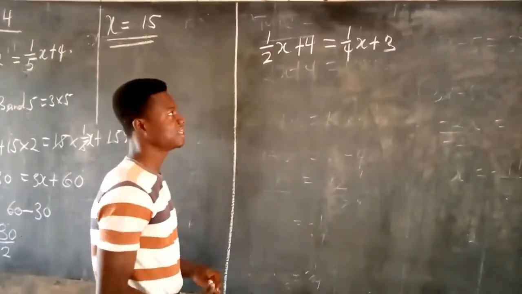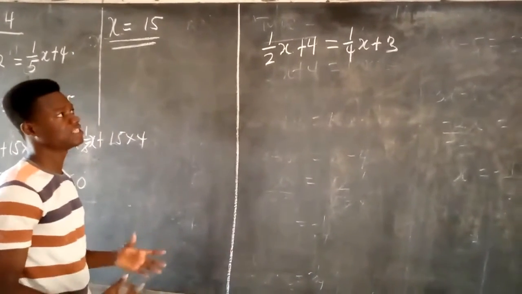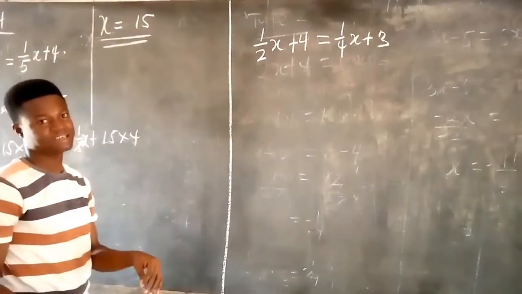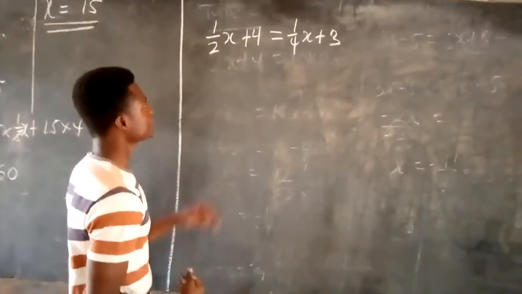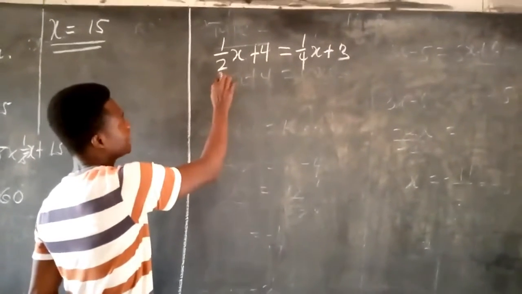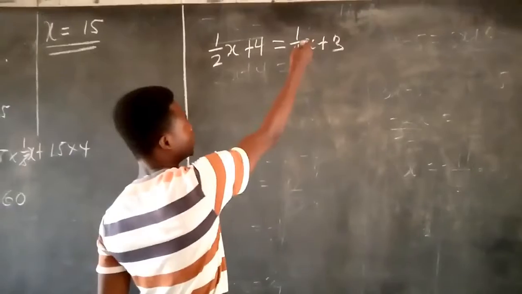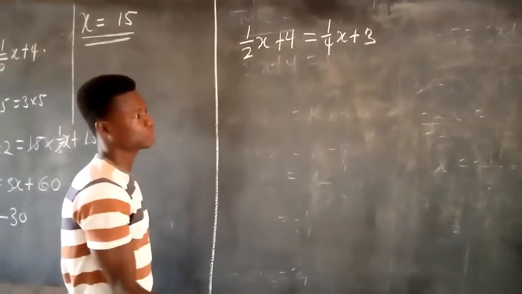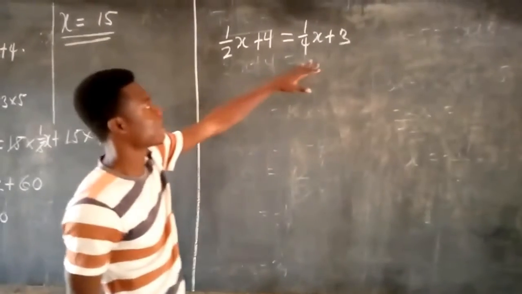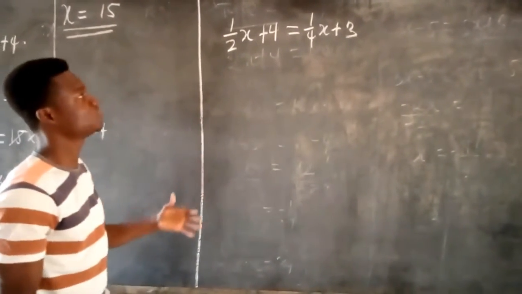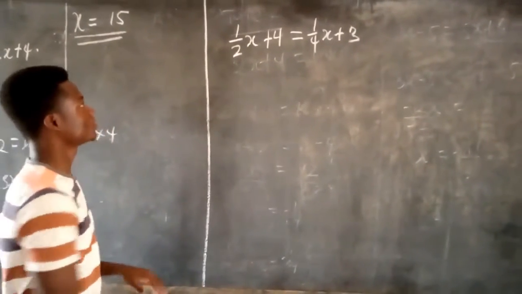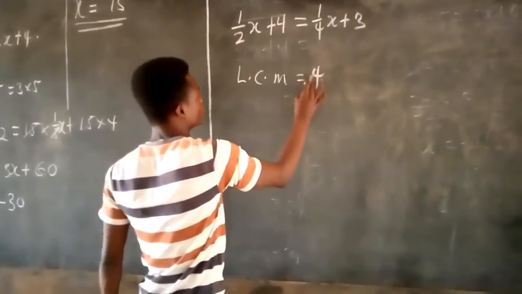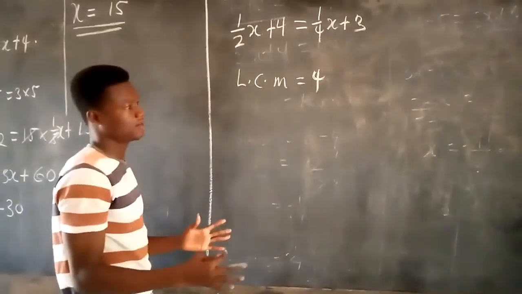But we have a situation whereby you meet a fraction in which one of the denominators can divide itself and the other denominator can also divide it perfectly without any remainder. With this question, we can see that 2 can divide itself perfectly, and 2 can also go into 4. So 2 divided by 2 is 1, and 4 divided by 2 is 2. So we need to be careful when dealing with them. Here we can just say that the LCM is equal to 4, because 2 can go into 4 and 4 can also go into 4. So 4 is the LCM.